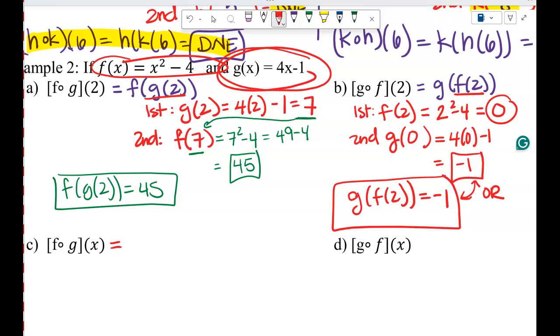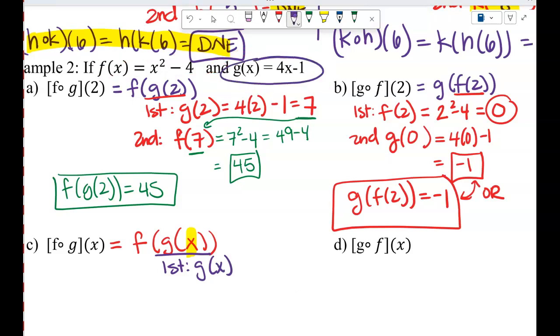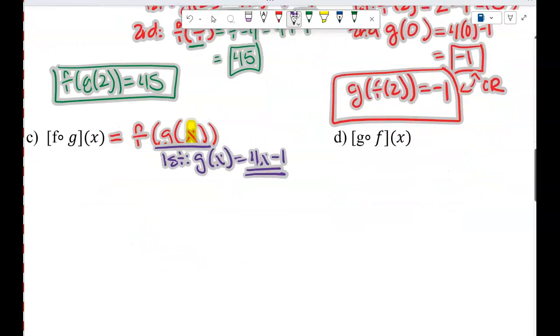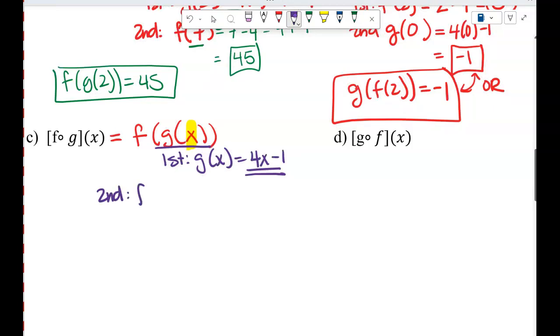Next, we are going to write f of g of x. Now, as you can see here, we don't have a number here, okay? It's just an x. So first step, we have to do the inner function. Well, your inner function, guys, is g of x, okay? First, your g of x. Well, g of x is given up here. 4x minus 1. Then we take this, and then we now go to the outer component and write f of 4x minus 1.